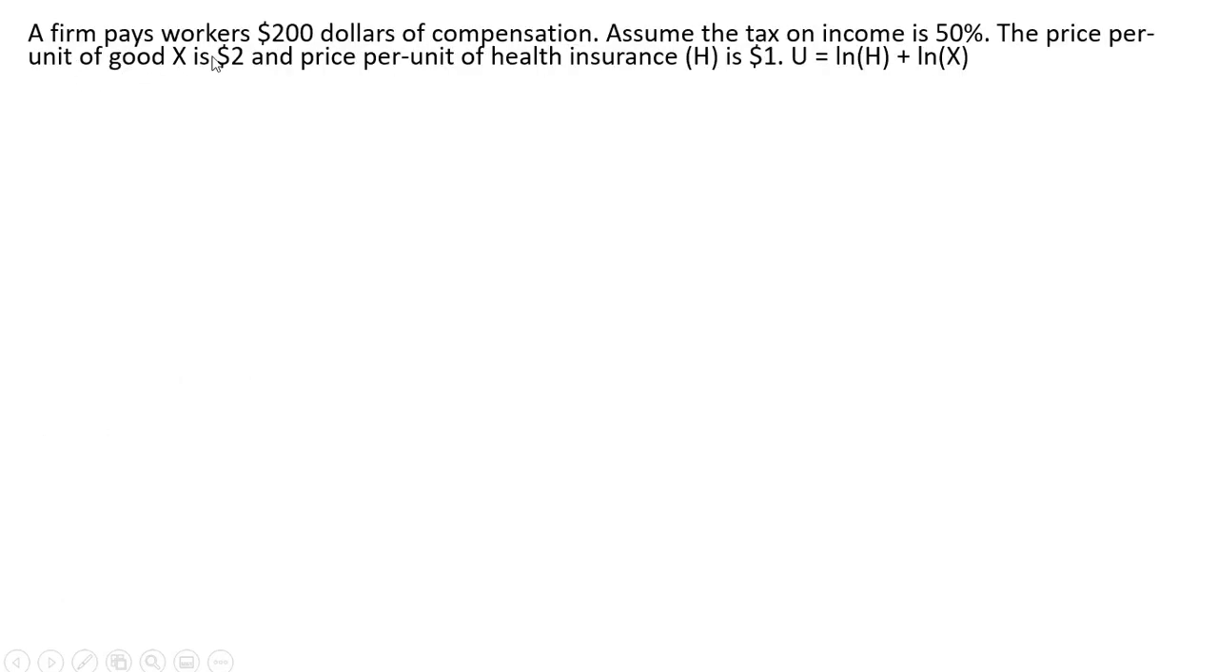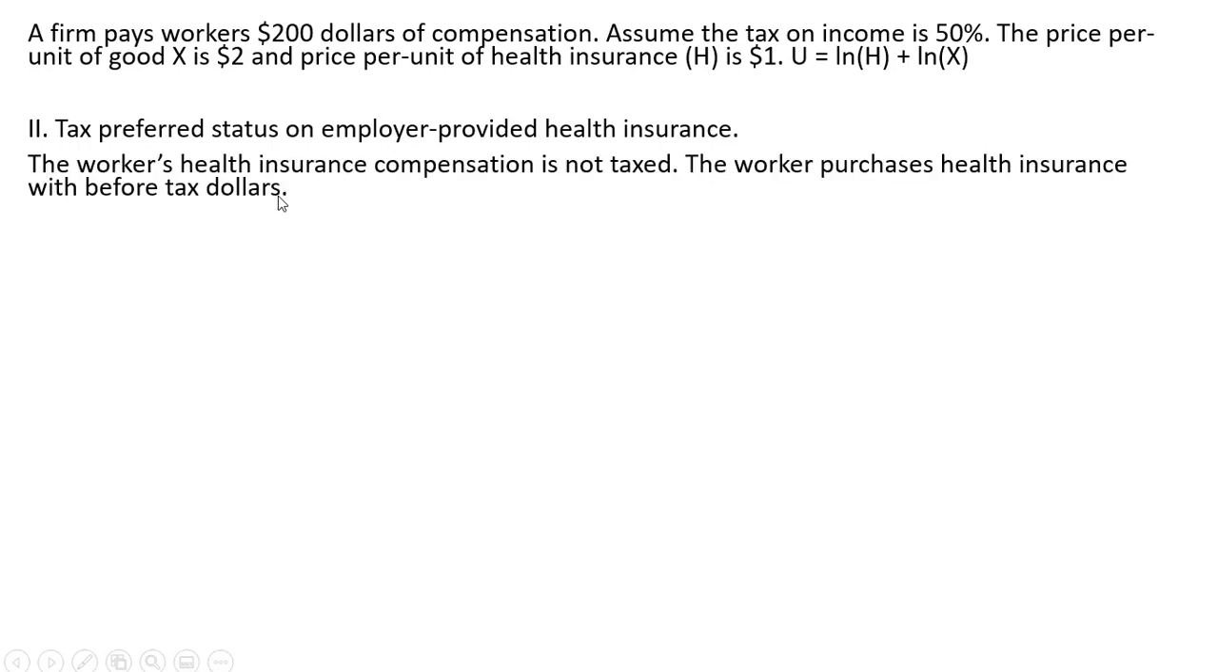All right, same setup here as original. But now we're going to look at the tax-preferred status on employer-provided health insurance. So the workers' health insurance compensation is not taxed, so that part of the workers' compensation that goes towards purchasing health insurance will not be taxed. The worker, in essence, is purchasing health insurance with before-tax dollars, while the consumer, or this worker, will purchase units of good X with after-tax dollars.